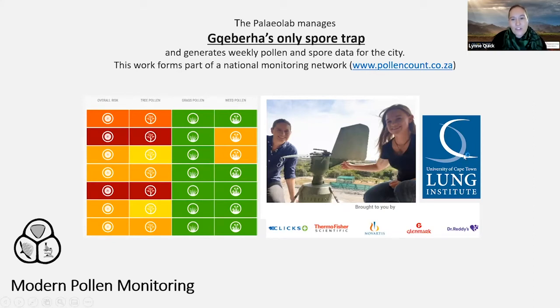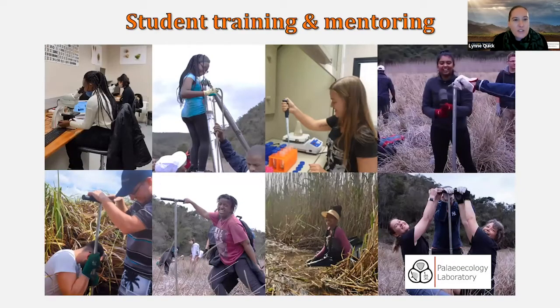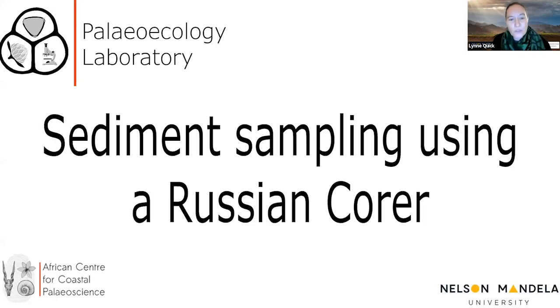And the picture here is of the spore trap that we have up on the Ocean Sciences campus at Nelson Mandela University. And also just to mention that all of this work is very much predicated and linked to student training and mentoring. I'm very grateful for the great student cohort that I'm currently working with. And we have a lot of fun in the field, which I'm about to show you now in terms of how we go about doing field work and what kind of equipment we use for that.